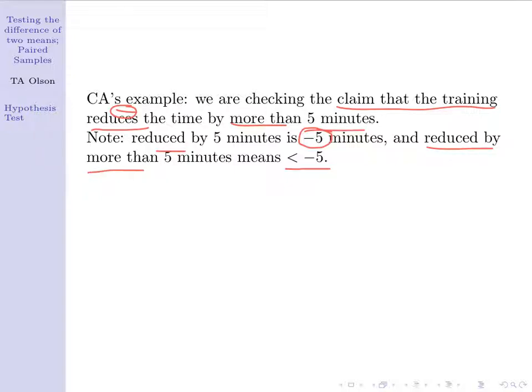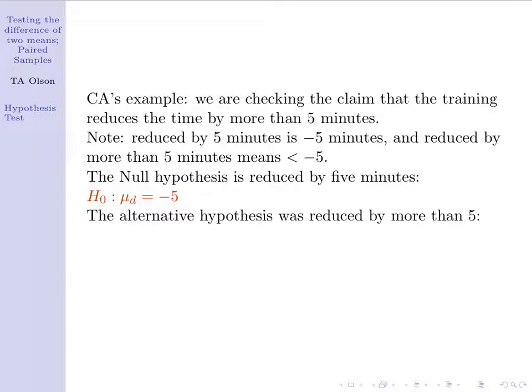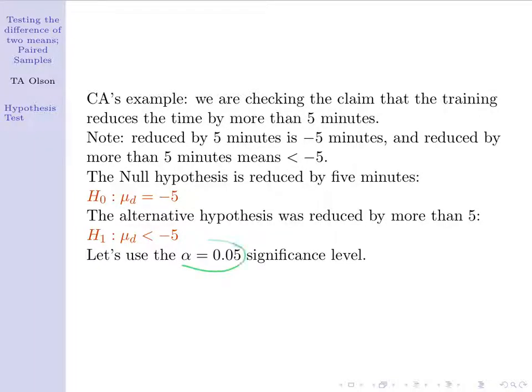So our null and alternative hypotheses are going to look as follows. The null hypothesis is that it is going to be reduced by 5 minutes. So mu d is equal to -5. The alternative hypothesis is that we have a reduction of more than 5 minutes, right? So it's going to be -6, -7, -8, and so that's going to be less than -5. Mu d is less than -5. And let's use the alpha of 0.05 as our significance level. It seems to be reasonable for this case.